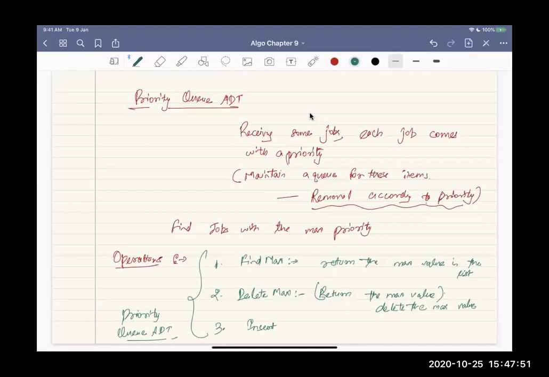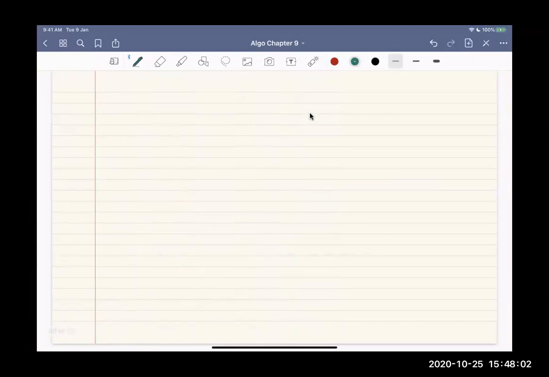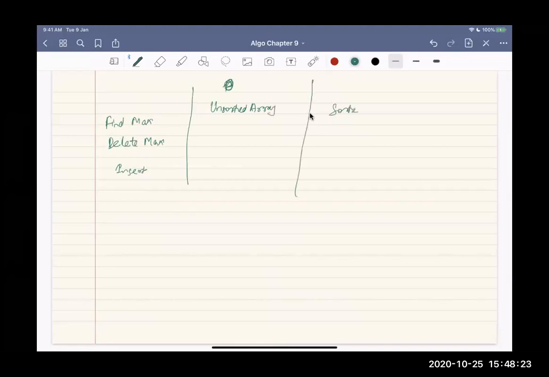Now, before I talk about heap, you will say, okay, why can't I do that with some of the simple data structures we have talked about? So for example, let's say I have find max, I have delete max, and I have insert. Why can't I do it with simple things like a simple unsorted array? Or let's say I maintain a sorted array. What I will say is, no, we will use heaps. Let's see what happens in heaps.